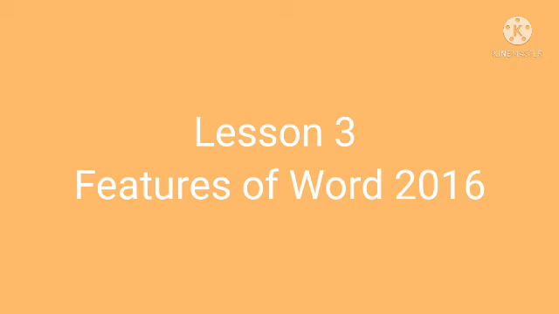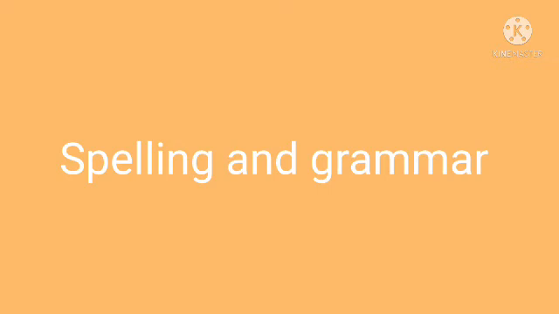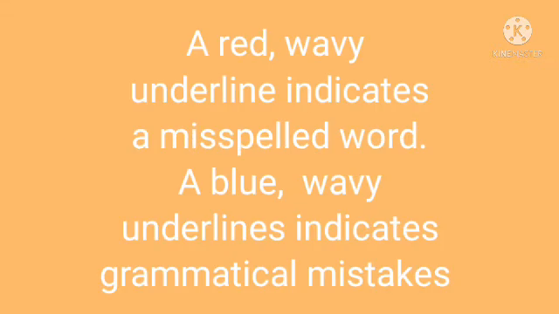So under this lesson we discussed some topics. The first topic we discussed is the spelling and grammar feature. If you commit any spelling mistake in your document, that word will be underlined by a red color wave, so we can identify that there is a spelling mistake.